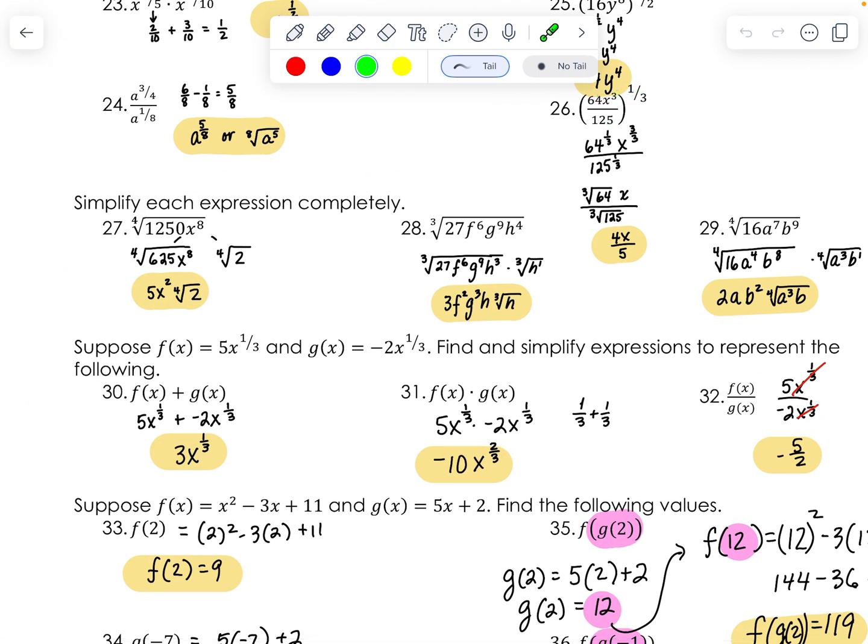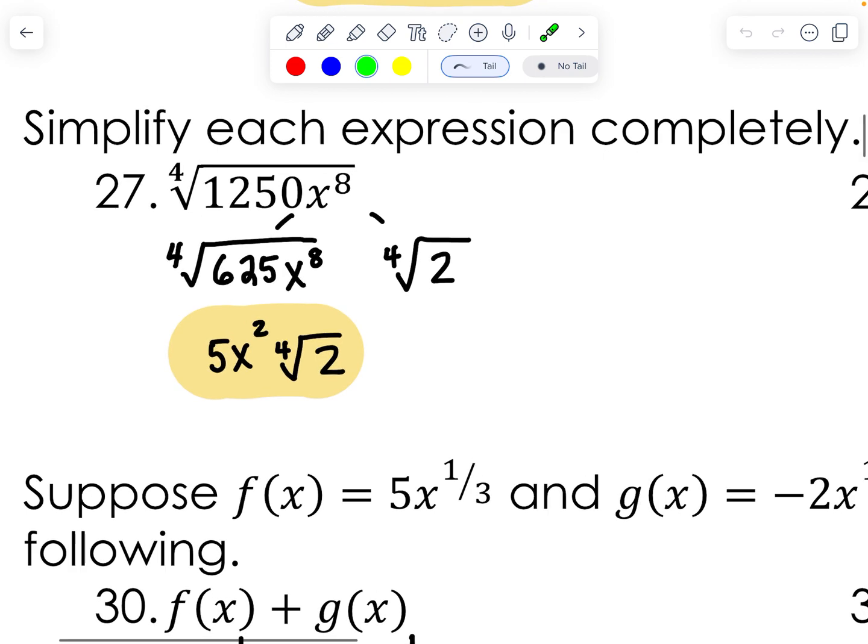All right, so some simplifying here. Again, we're taking 1,250 and finding a perfect fourth factor, which is 625, because the fourth root of 625 is 5. We don't know the fourth root of 2, so that stays there.